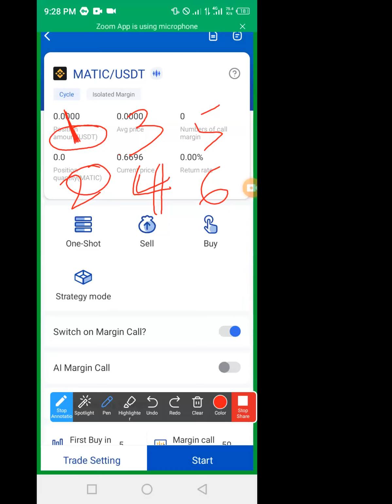So when we look at number 7, one shot, that one means, how do you want this robot to trade? Do you want it in cycle or one shot? One shot means buy once, sell once. When you sell, don't buy again that coin. I don't want to trade it again, then I'll go to another coin.